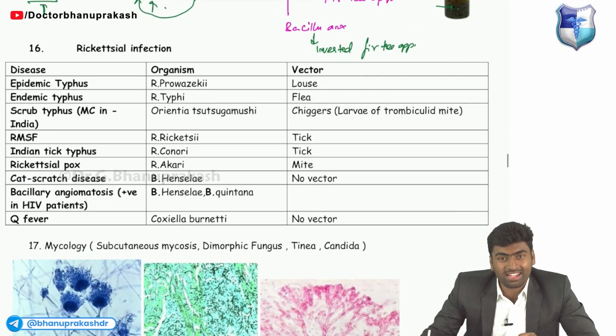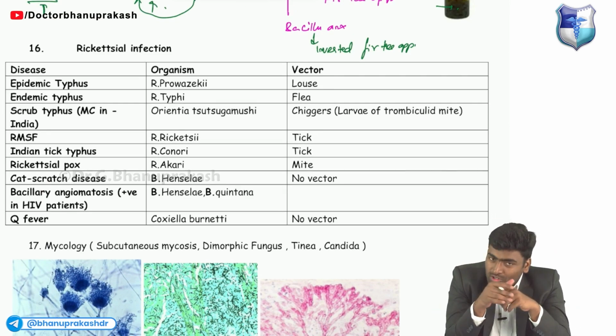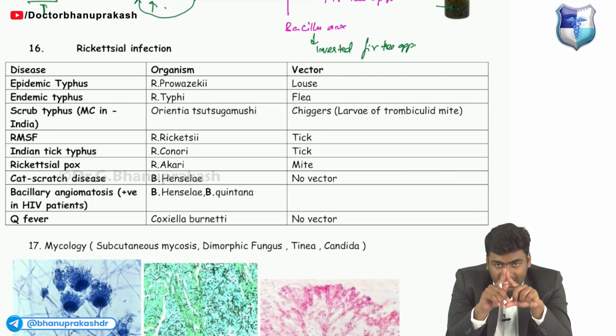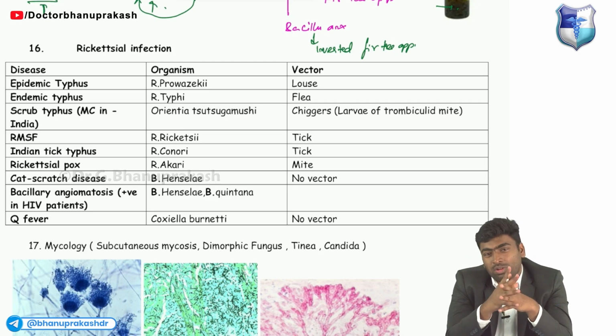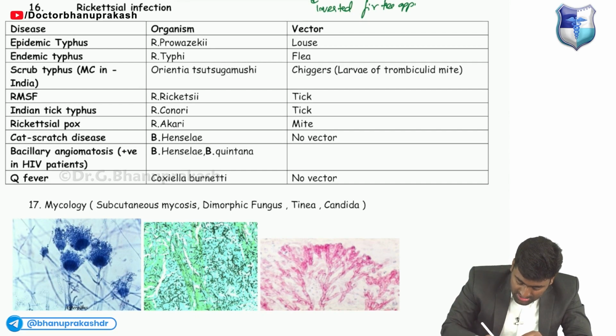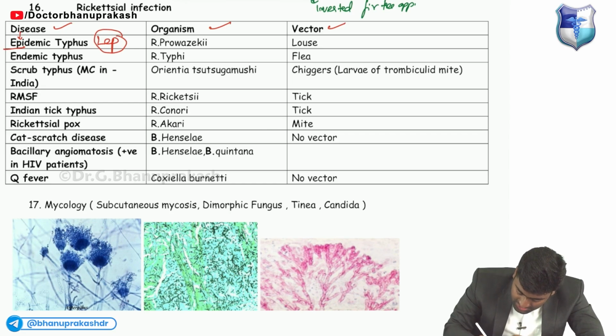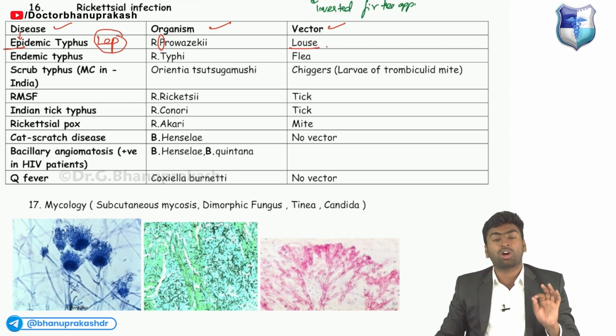Next we'll see about the rickettsial infections. It is a bit hard to remember. For this also you make a table and stick it to your wall or your library table, right? How will you remember rickettsial infections? You need to remember the disease caused, the organism and the vector. So remember this LEP. Epidemic typhus, P for Prowazekii, it is caused by Rickettsia prowazekii, and louse will be the vector. So louse will be the vector.